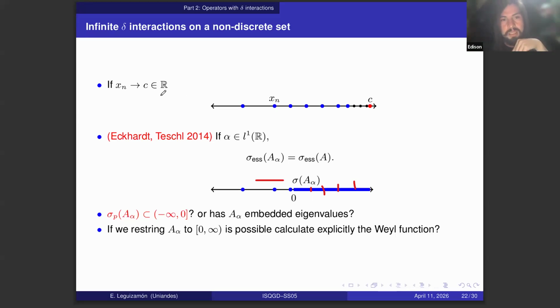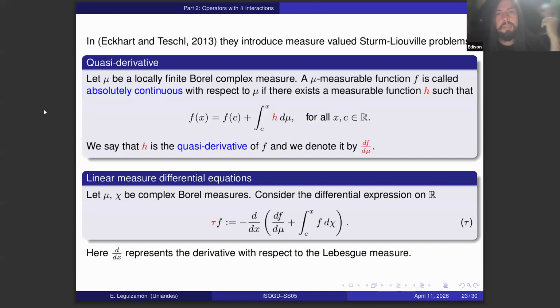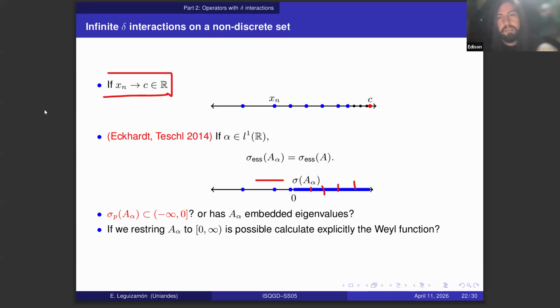So I focused in this case on when we have an accumulation point of the interactions. And before saying what happened with this case, I would like to describe the tool that I use in this paper, their presentation.